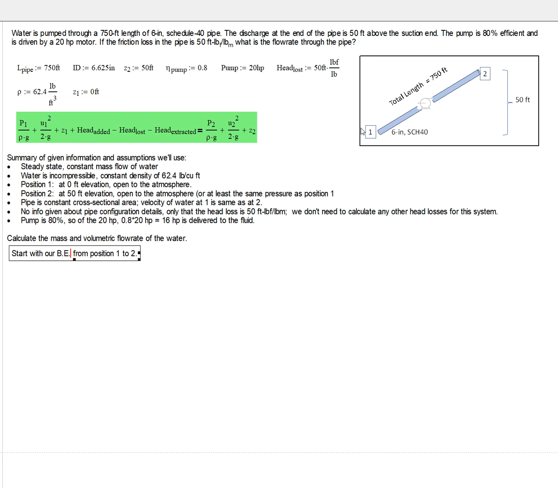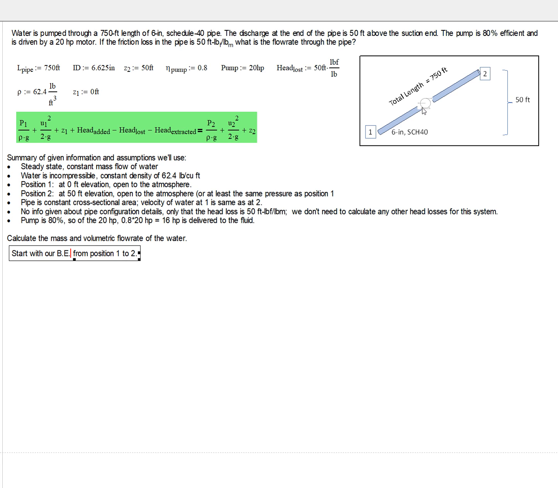Z2 is equal to 50 feet. All right, we're setting our baseline at position 1. Is there any head extracted? Head extracted turbines? Nope, there's nothing like that. Do we have a head loss term? Yes, we have a head loss term, so we are going to have to keep our head loss term.